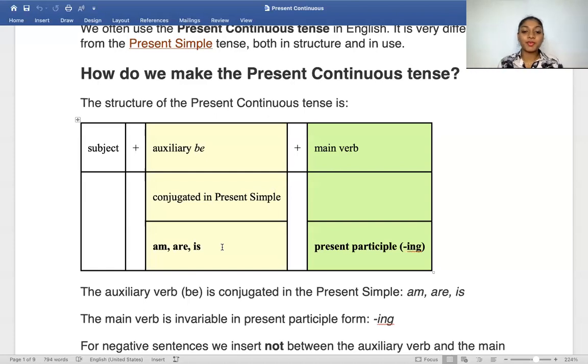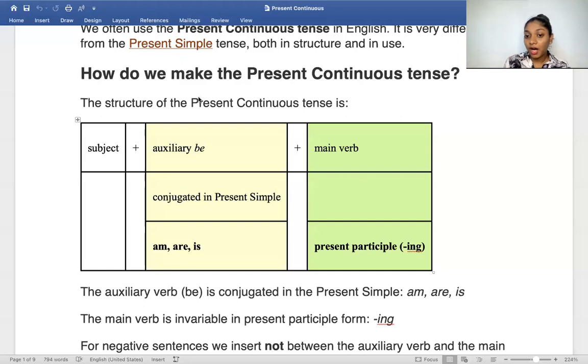So what about the main verb? Yes, we have to add ing. Run, running. Prepare, preparing. Walk, walking. Sleep, sleeping. So you have to use the ing form of the main verb.